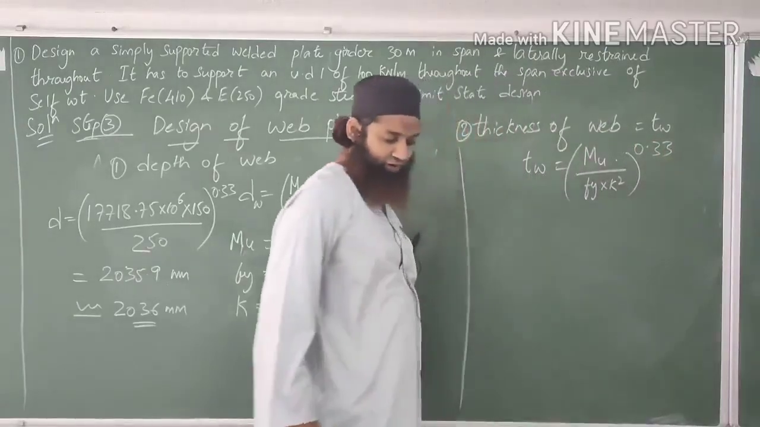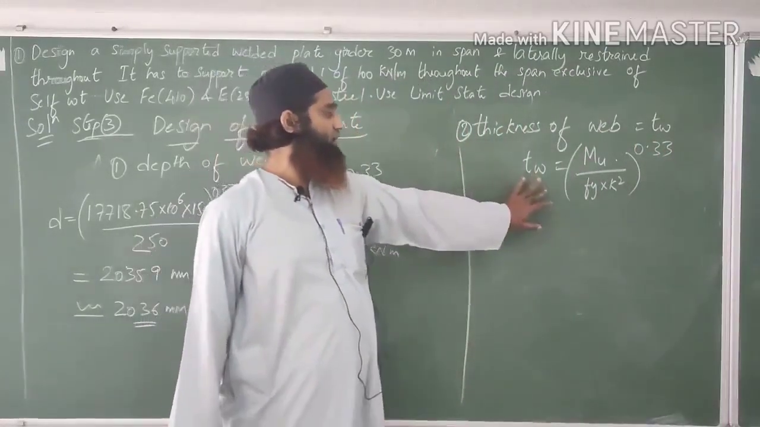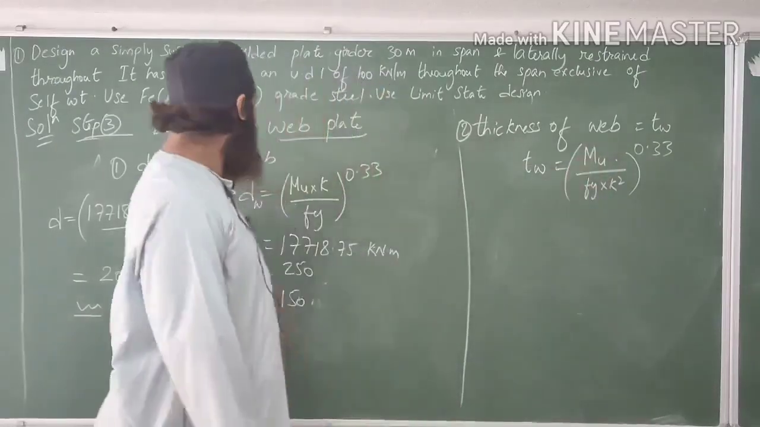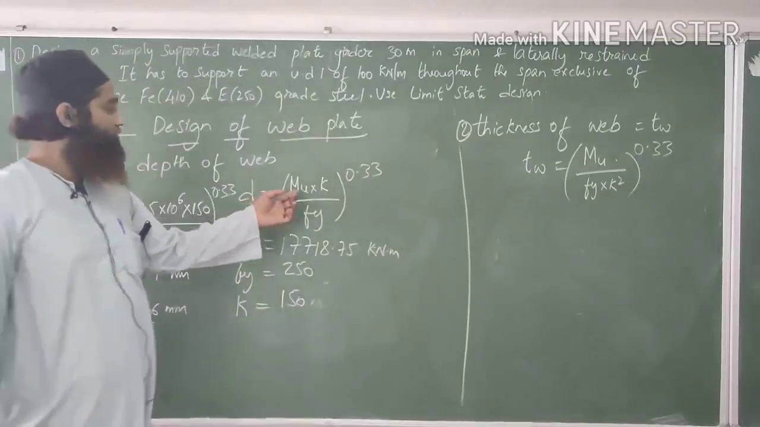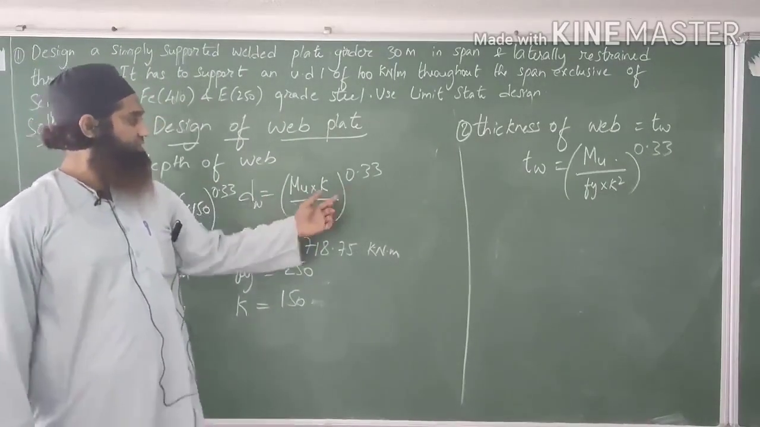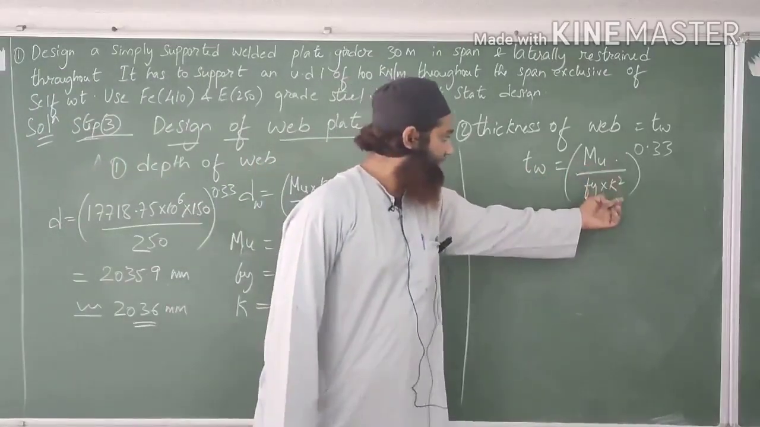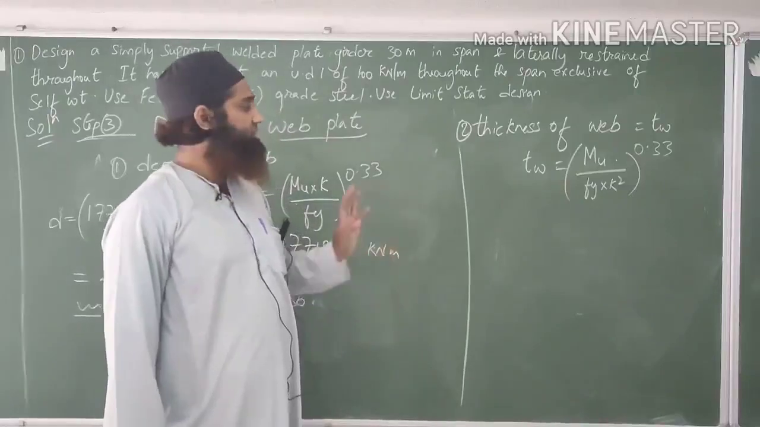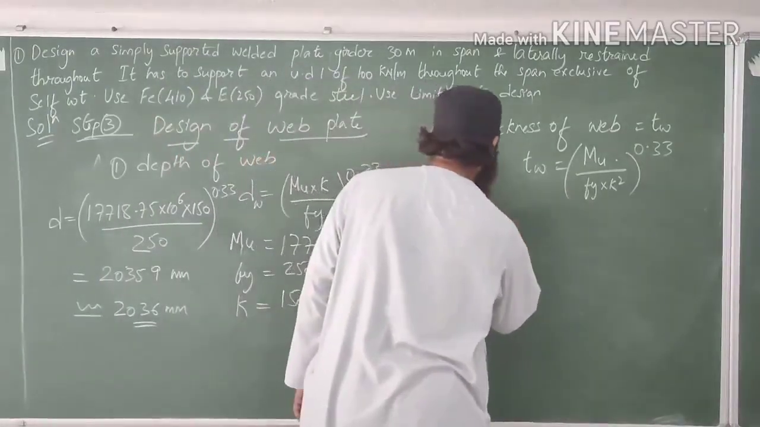You can see here, to find out the thickness of the web, this is the formula: Mu by Fy into K square, to the power of 0.33. For finding the depth of the web, we had the formula Mu into K by Fy to the power of 0.33. A simple change is there: the K is coming down, it is getting squared, to the power of 0.33. We will just substitute the same values and see what thickness of the web we are getting.